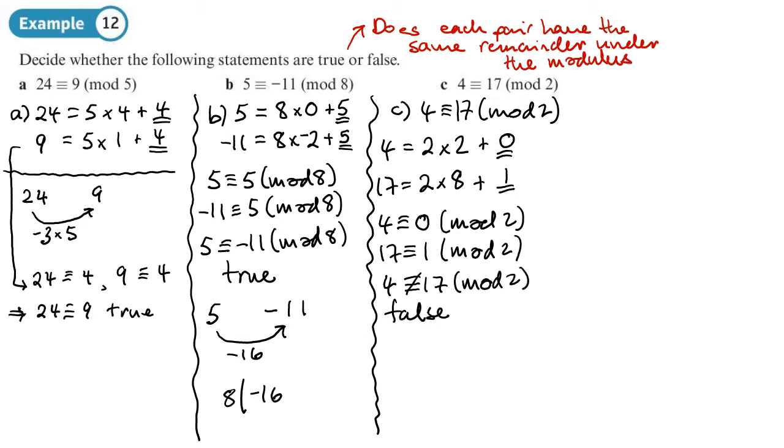Another way we could have done it is saying, how do I get from 4 to 17? Is that a multiple of 2? So to get from 4 to 17, we add 13, and 2 does not divide 13. So that's also another way of showing that the statement is false.